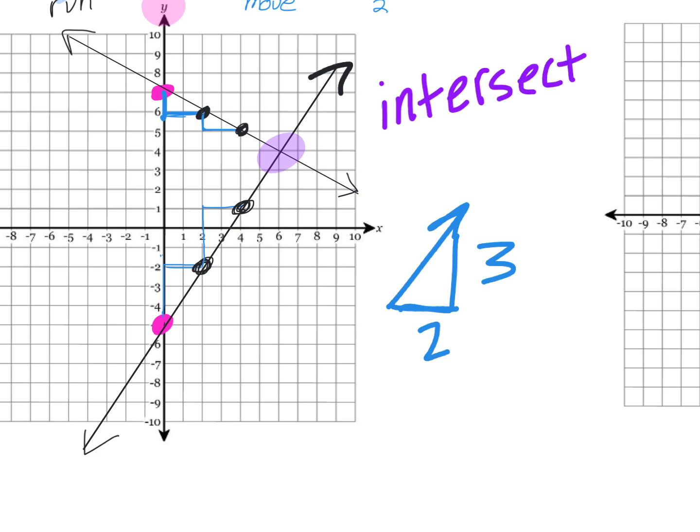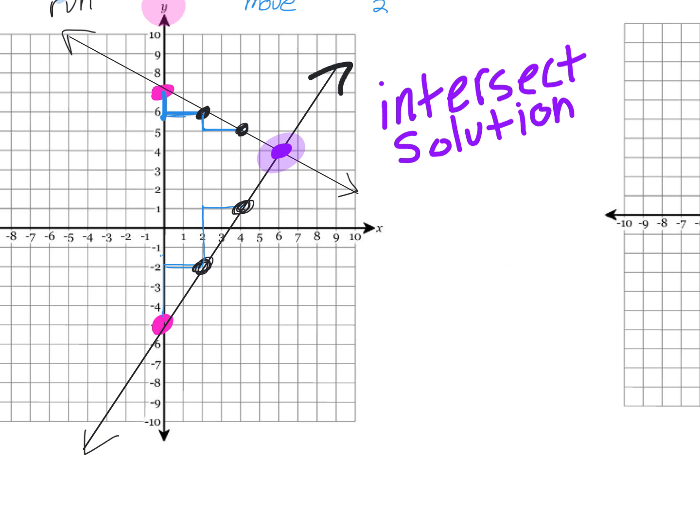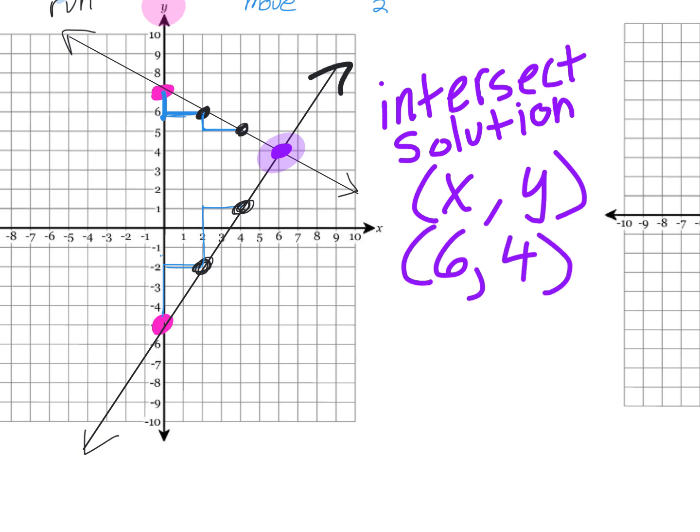So this is where they intersect, and the math word for that is the solution. So that's the place where my X and my Y intersect or cross. And remember that we write the X coordinate first and the Y coordinate second. So if I'm looking at my graph, my X coordinate is a 6. My Y coordinate is a 4.